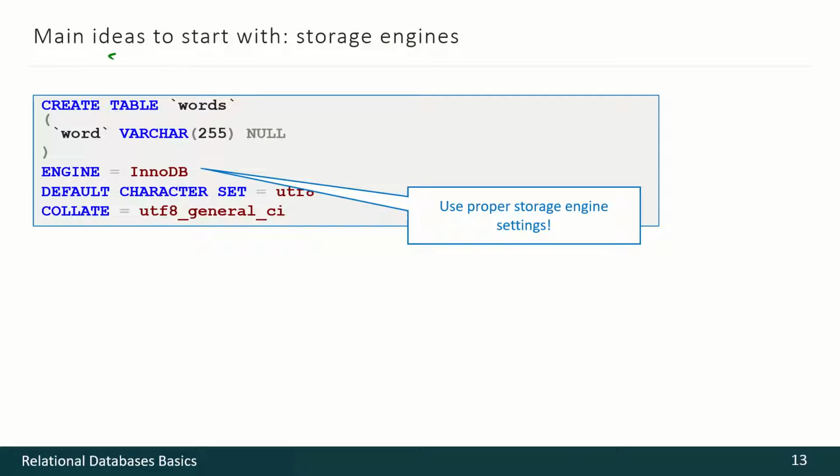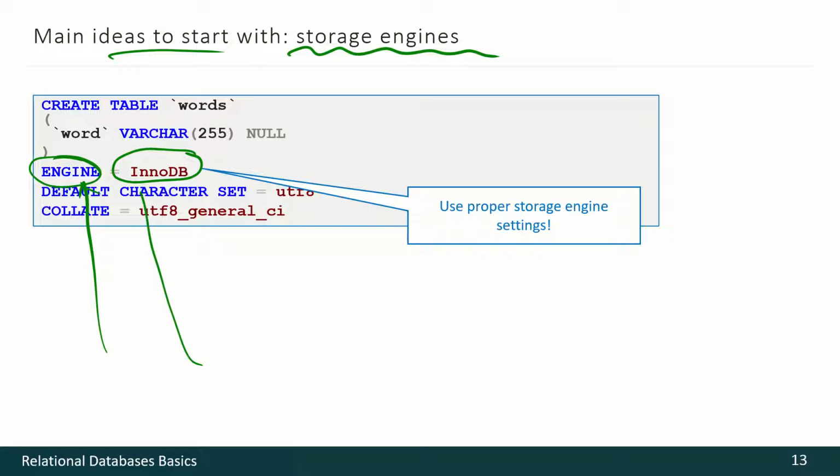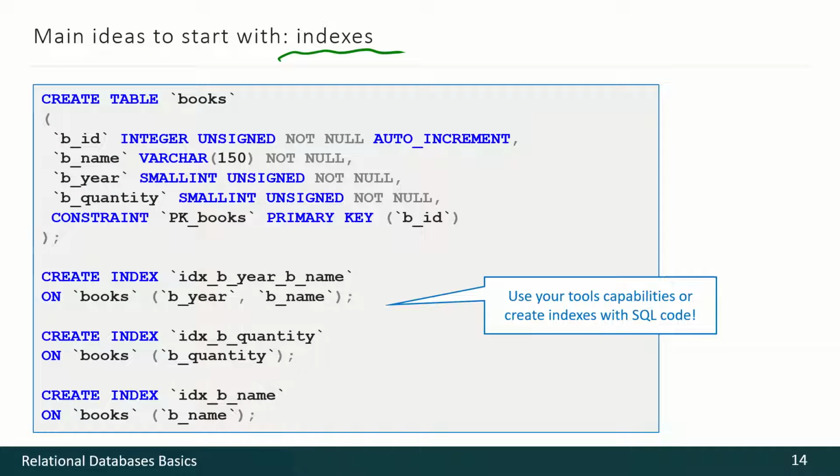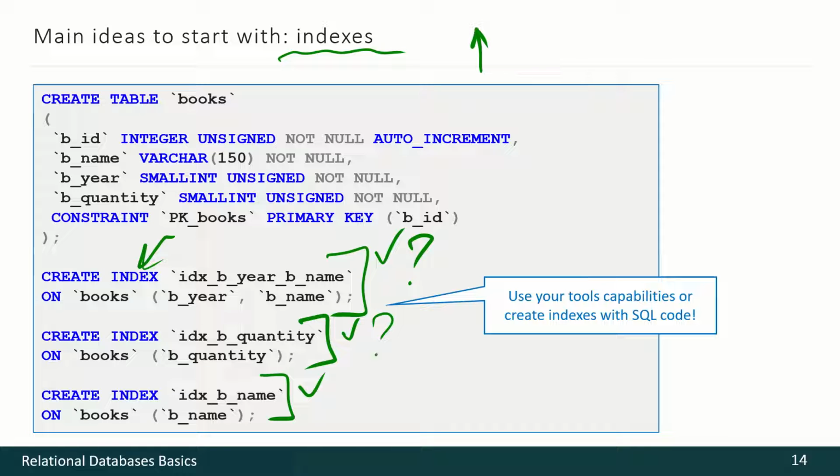And the same idea is applicable to storage engines. Never rely on default settings. Always set storage engines explicitly. Use syntax or use capabilities of your tool and set the storage engine explicitly. Otherwise, the behavior of your DBMS is a big question. Maybe you've already created a lot of indexes on previous levels of modeling, but if you've forgotten something, add indexes here, use SQL or use your tool's capabilities and add those indexes. Then experiment and analyze if these indexes are good or not. If they are somehow bad, you may always delete them.